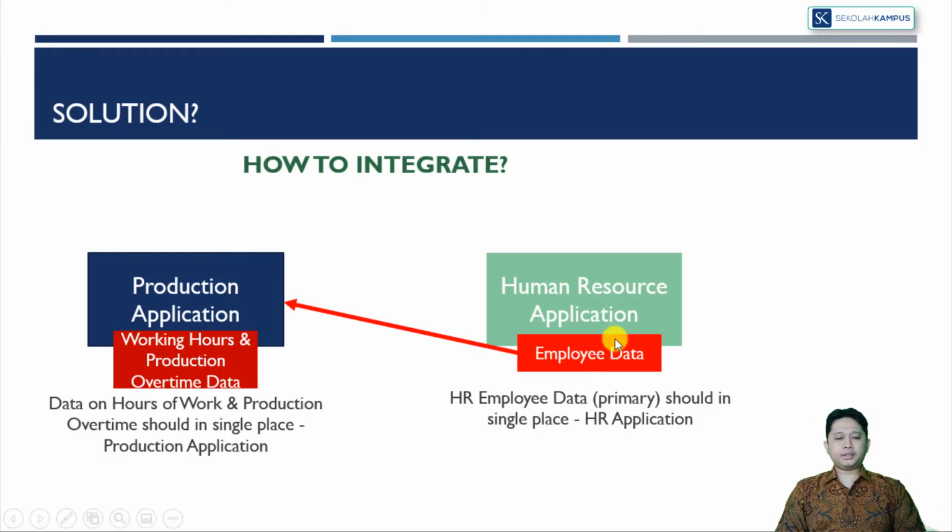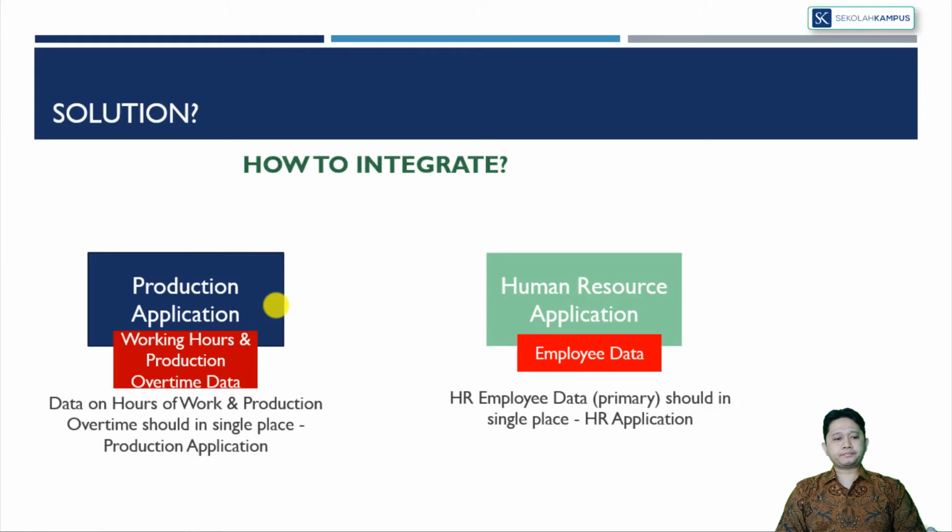The primary source of data is only the human resource application, but when the production application needs this information, it only asks, and then the human resource application will give the data. For example, if the production application needs the information about employee A, it will ask, and the human resource application will give the information. Or if the production application needs all of the employee data, it asks, and the human resource application gives all the employee data.